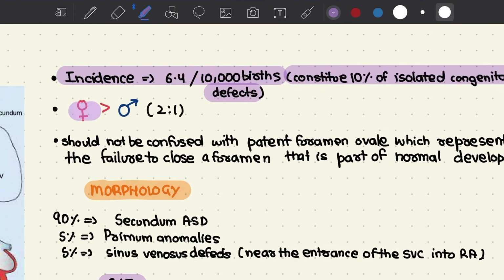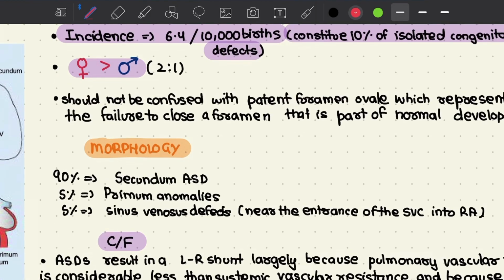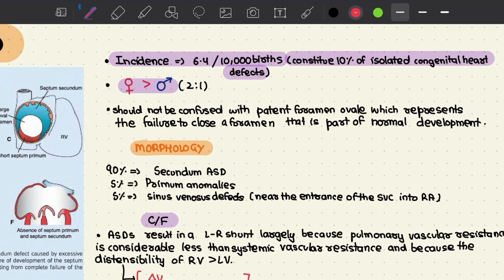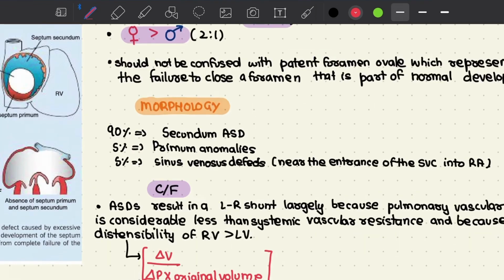They constitute about 10% of all congenital heart defects. There is a female to male preponderance, and they should not be confused with patent foramen ovale, which represents the failure to close a foramen. Defects in the interatrial septum are not physiological, they are pathological, whereas a foramen ovale was initially a part of the normal physiology of the fetus. Look at the morphology of it.